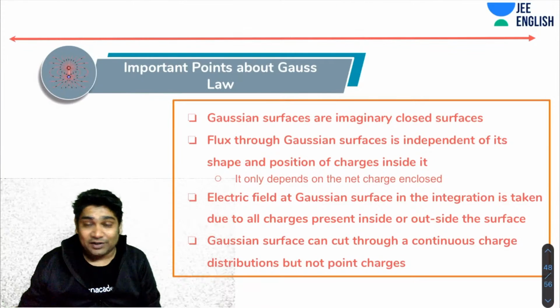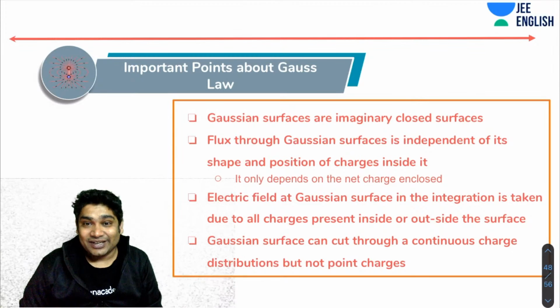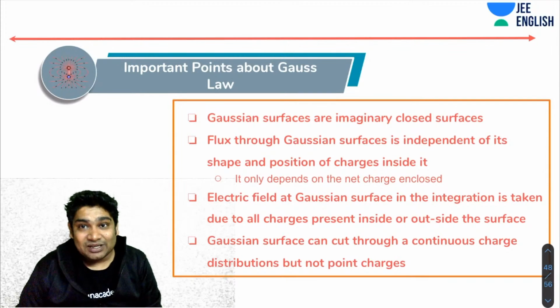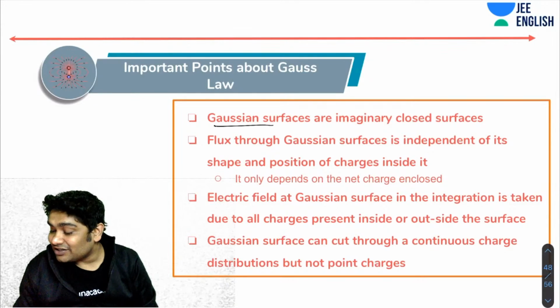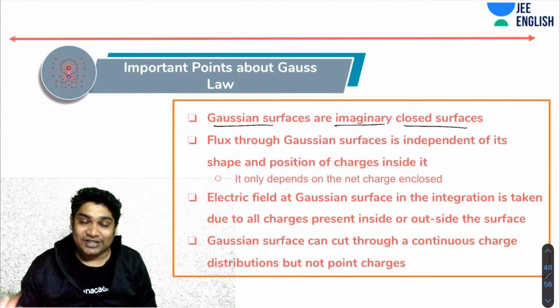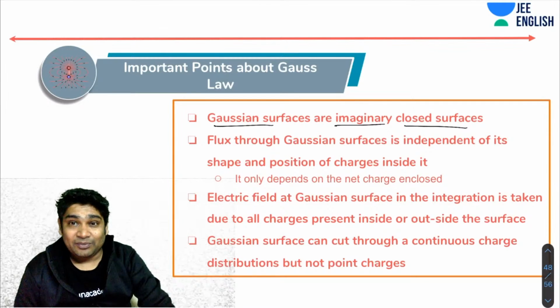So we'll just quickly talk about these important points, and then we will wrap up today's discussion. Important points about Gauss's law. Gaussian surfaces are imaginary closed surfaces. They don't have to be real surfaces, so they can just cut through things. They can pass through different points.